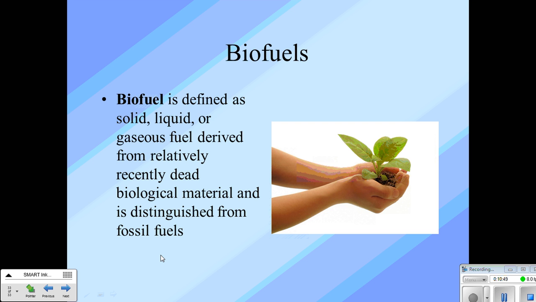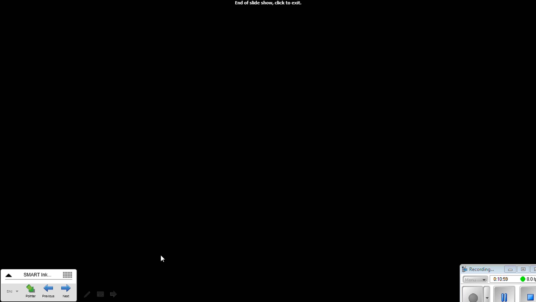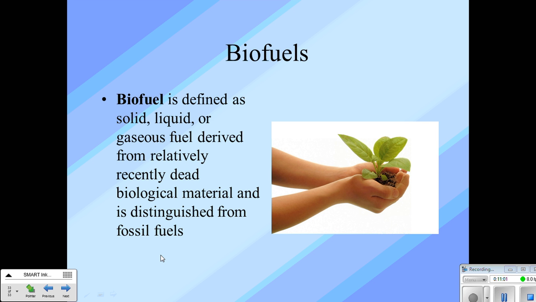And biofuels is defined as solid, liquid, or gaseous fuel derived from relatively recently dead biological material and is distinguished from fossil fuels. If you've ever heard of anyone converting their vehicle in order to run on used oil from like French fry places and that sort of thing, these fast food restaurants, people have actually done that, and that is considered a biofuel.